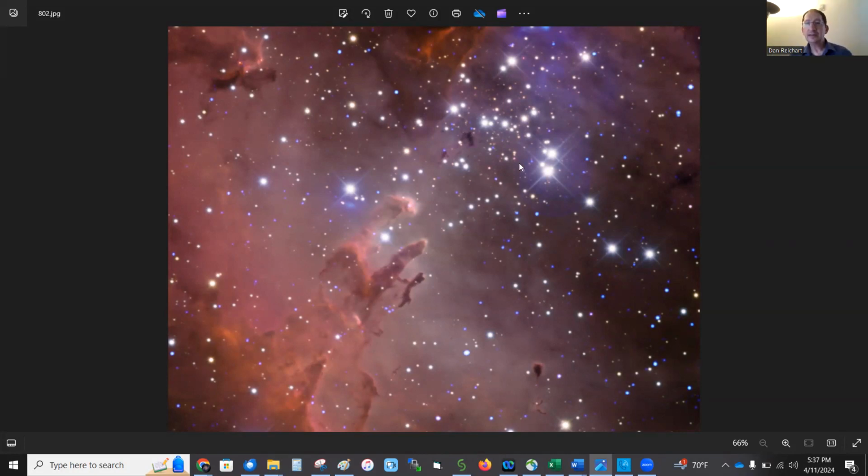So again, here are the hot stars. They're driving all of this. They're heating up the gas, ionizing the gas, and giving us our H alpha, our S2, and our O3 in this inner region here. That hot gas, it's expanding, it's pushing against the cloud, and the cloud is not uniform. It's bumpy and lumpy, and some regions are denser than others.